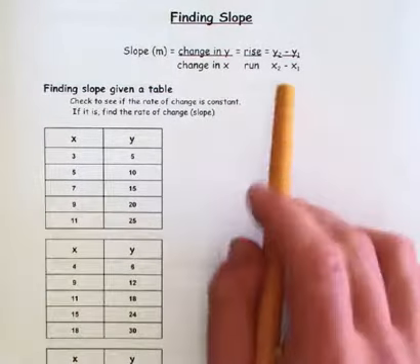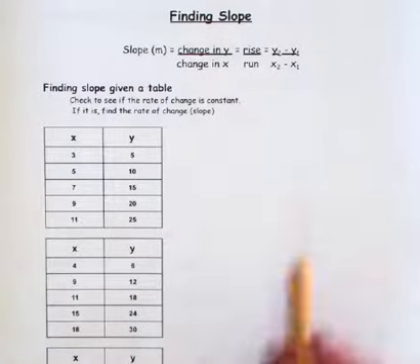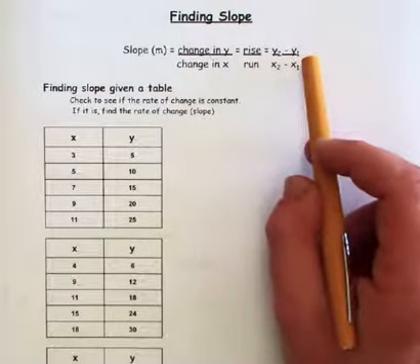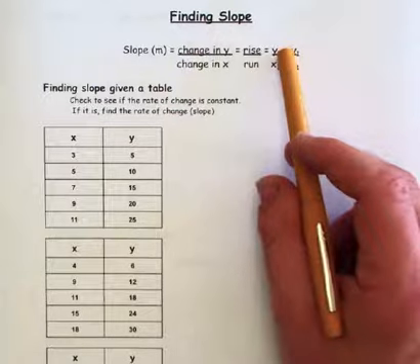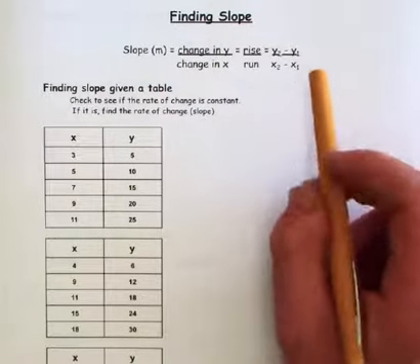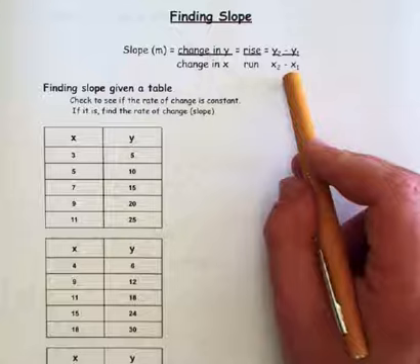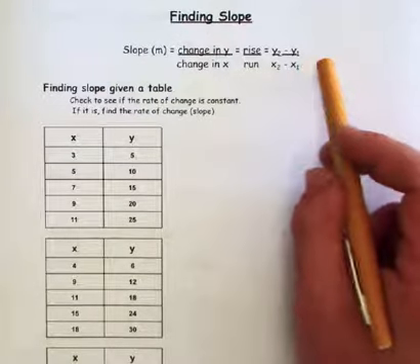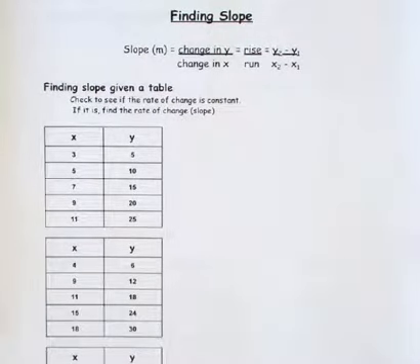The easiest way to solve for slope is to have 2 points that are on the line, and take the second y value and subtract the first y value on top, and take the second x value and subtract the first x value on the bottom. Divide those out, and that gives you your slope. But we're going to investigate a few different ways that we can find slope.